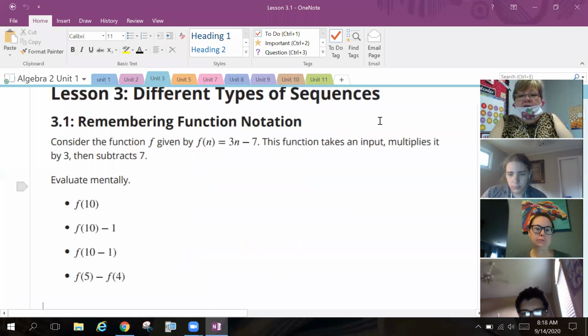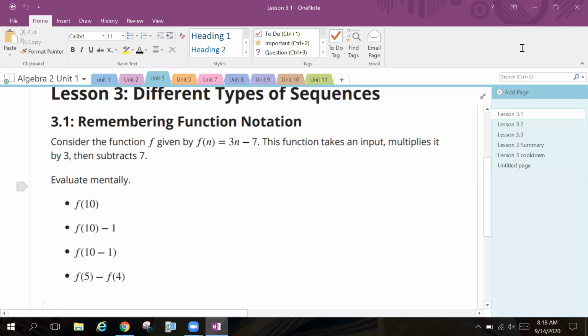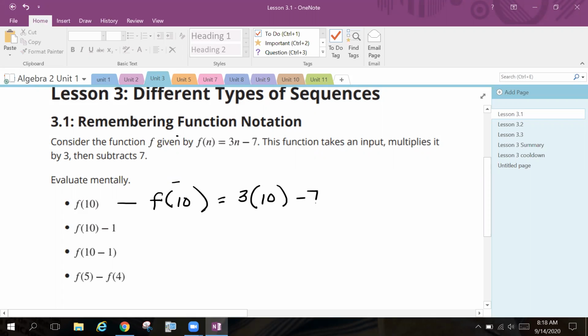All right, so let's look at what we're doing here. Again, you had a function, and the function takes an input, multiplies by 3, and subtracts 7. So what did you get on the first one? The f of 10. What'd you say? 23. Everybody get 23? Okay, so again, this is just function notation, but what's in the parentheses is what you plug in, and your new output is 23.